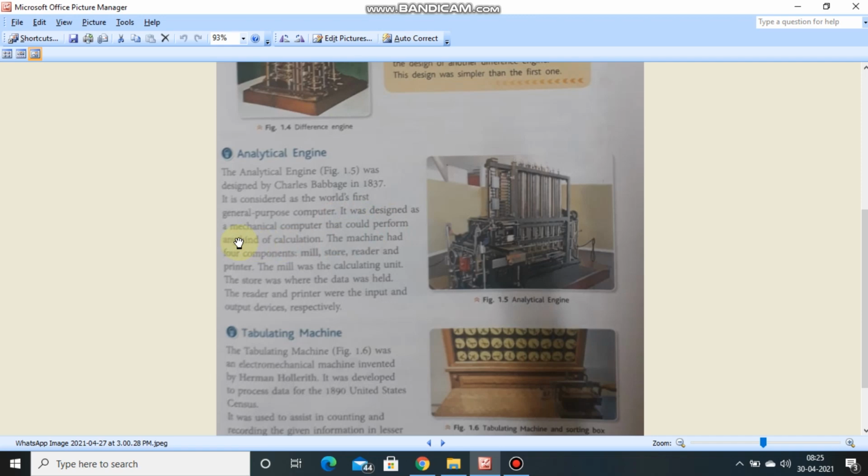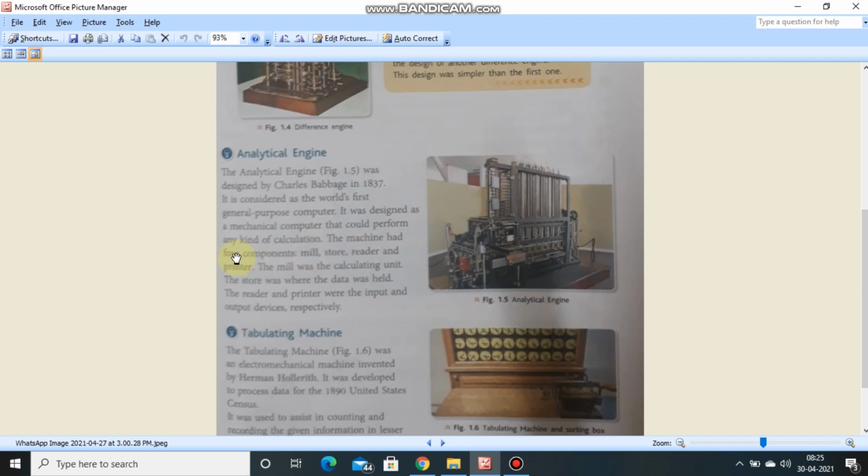It was designed as a mechanical computer. Again, it requires rotating some wheels and rollers because it runs on mechanical energy, and it could perform any kind of calculation. Whatever calculation you give, it will do it.